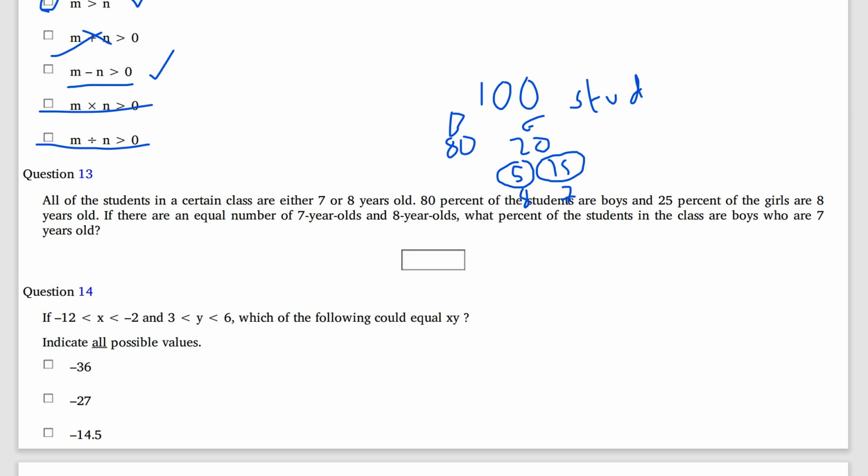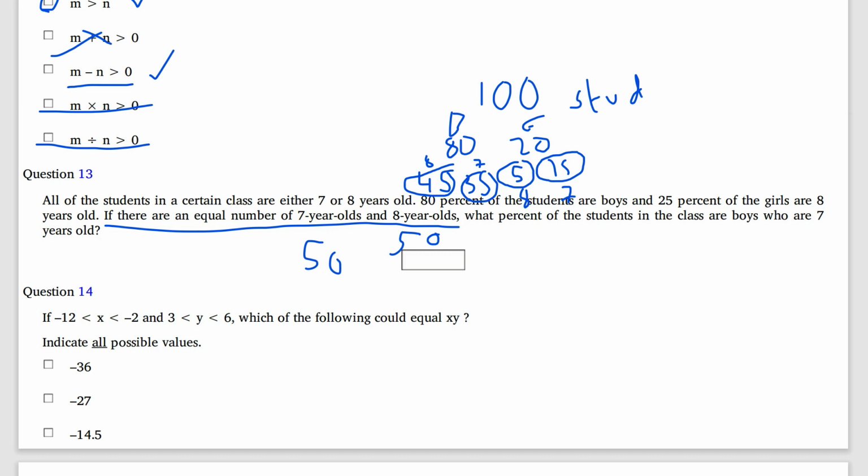45 and 35? Yes, if there's 45 8-year-olds and 35 7-year-olds, we've rebalanced it, because that was an extra 10 8-year-olds compared to 7-year-olds, which balances it out to make sure. Actually, there would be an easier way of saying it. You guys are probably saying there's a much easier way to think about it, which is if there's an equal number of 7-year-olds and 8-year-olds, that means there's 50 7-year-olds and 50 8-year-olds. This is a much better way of explaining it.